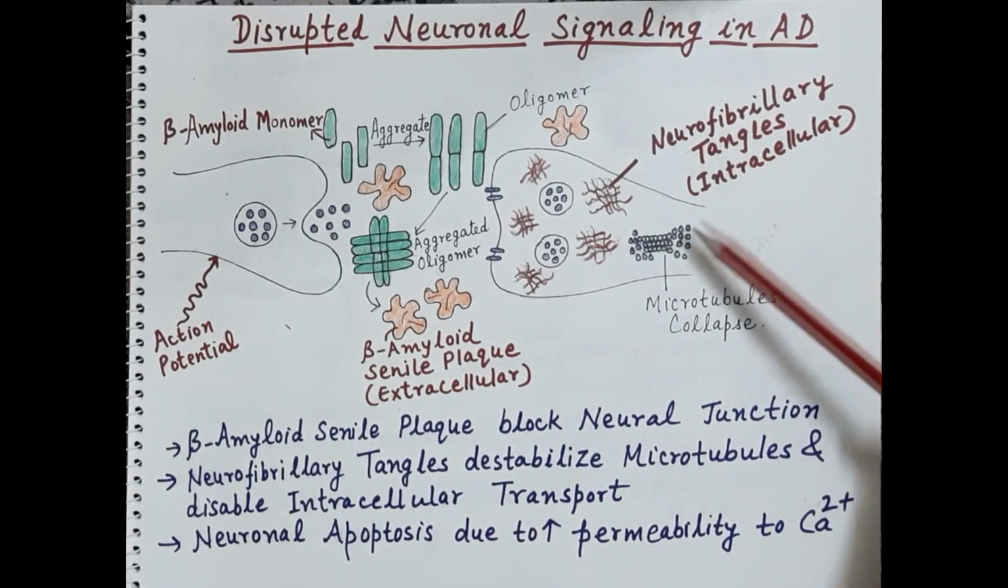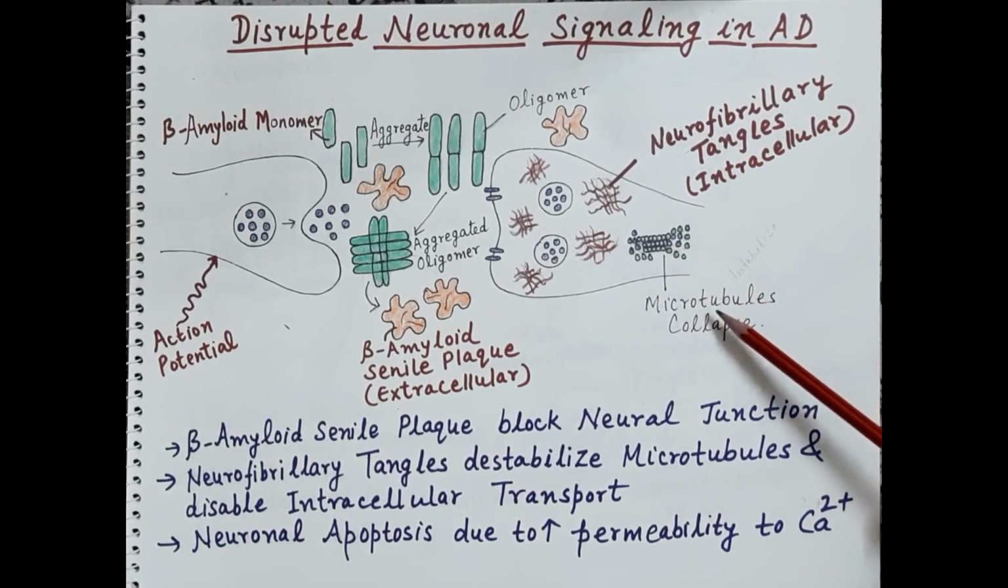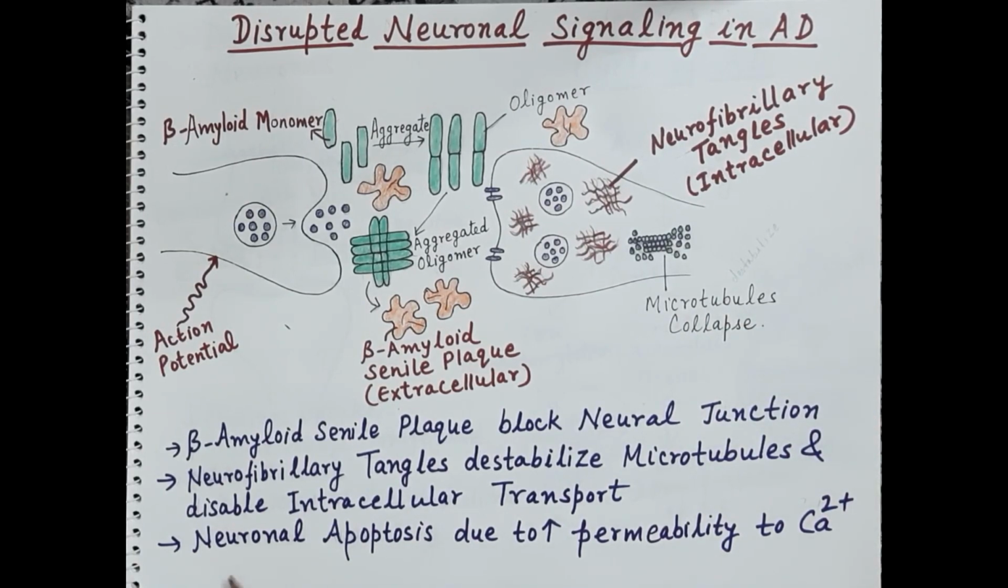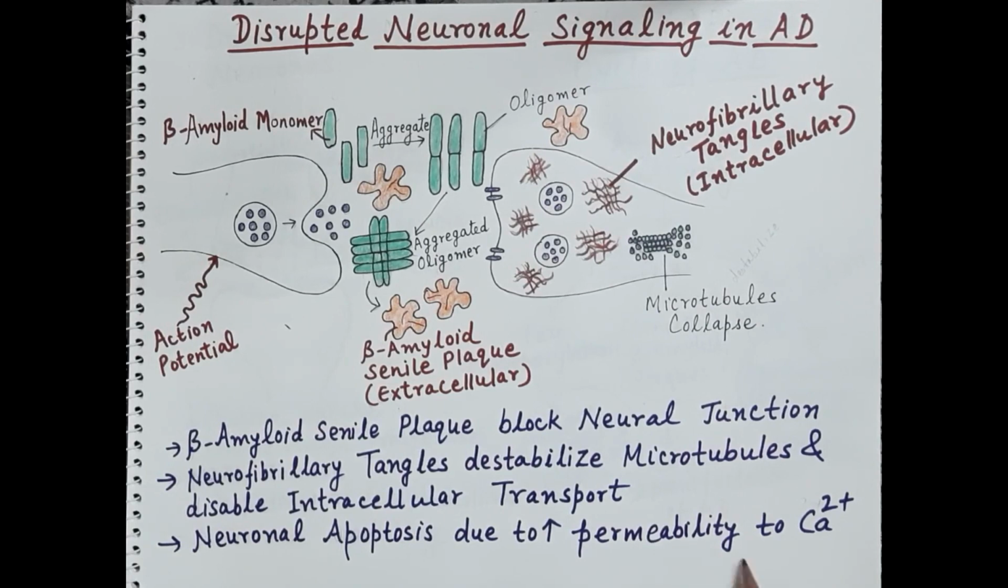So because of the phosphorylation of tau proteins, there is detachment of the tau proteins, which results in the collapse of microtubules. And because of the collapse of microtubules, the intracellular transportation within the nerve cell is disabled. And further, there is neuronal apoptosis, that is the death of the nerve cell. And this death of the nerve cell is caused because of the increased permeability of nerve cells to calcium.